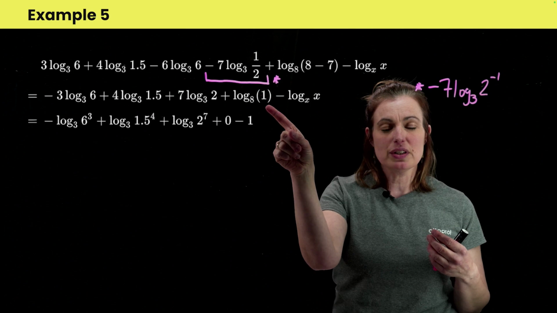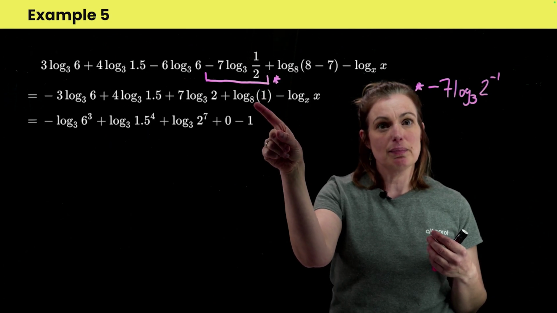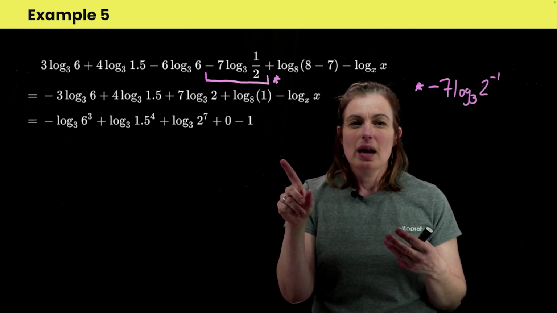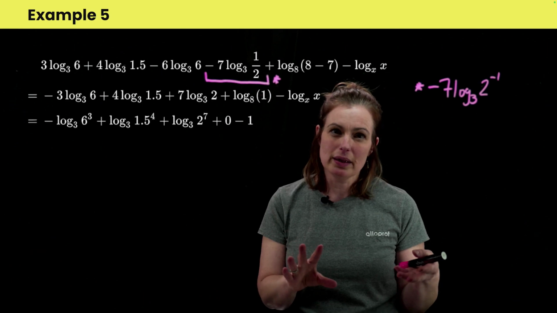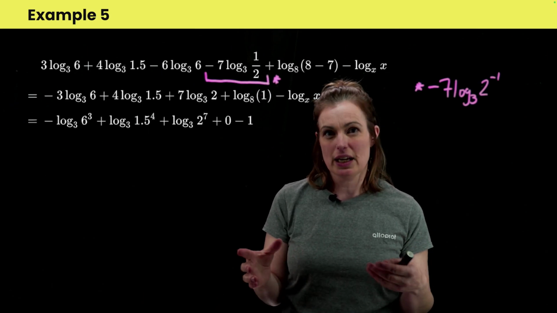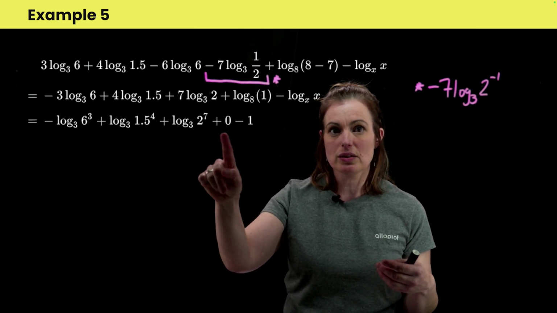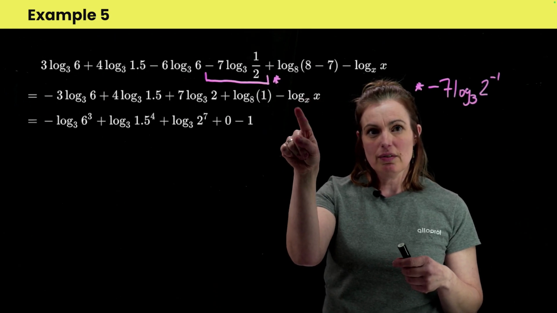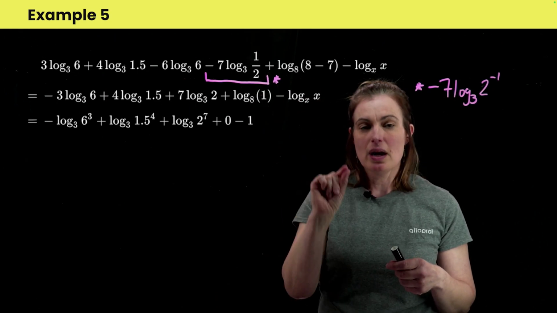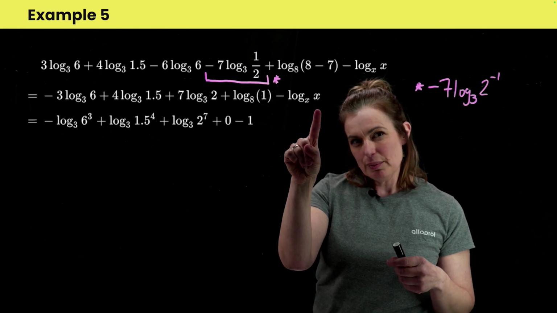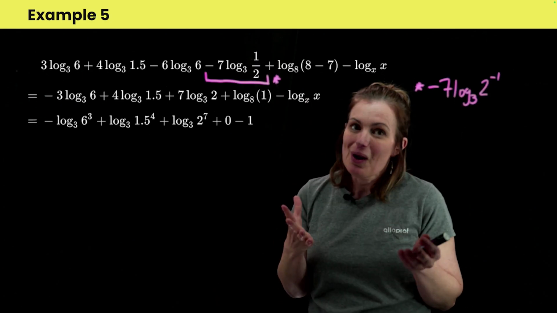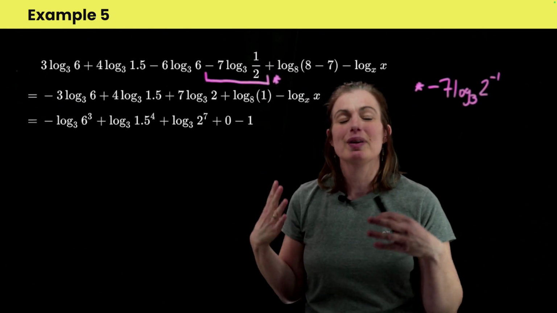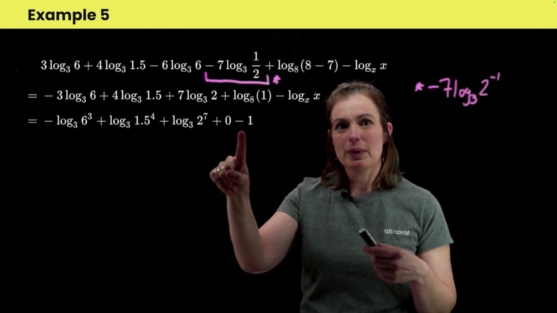You'll also notice that I went ahead and I dealt with the log base 8 here. Anytime you have the log of 1, regardless of the base, the answer is going to be 0. So that's why this 0 is right here. And I also took care of this logarithm here. You'll notice that the base and the argument are the same, and you may or may not recall that when the base and the argument are the same, the answer is 1. So this is why we now have negative 1 here.